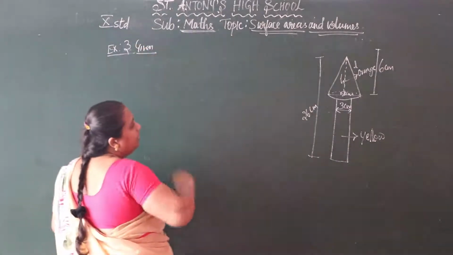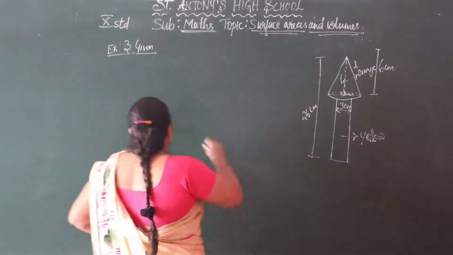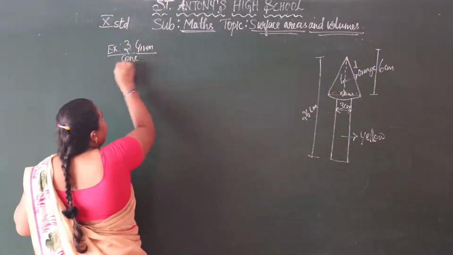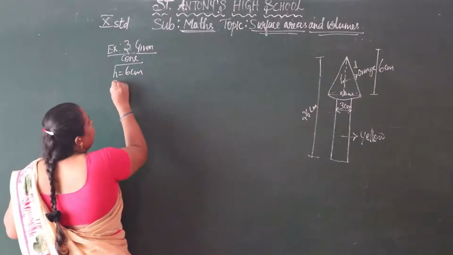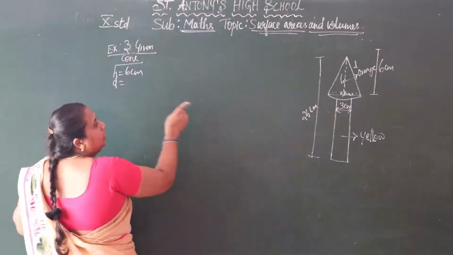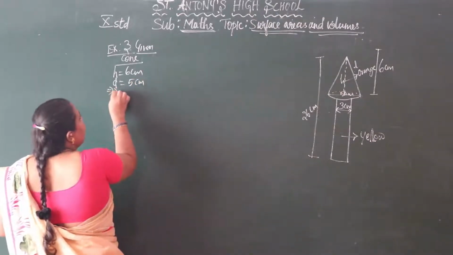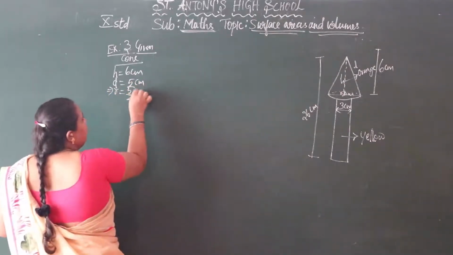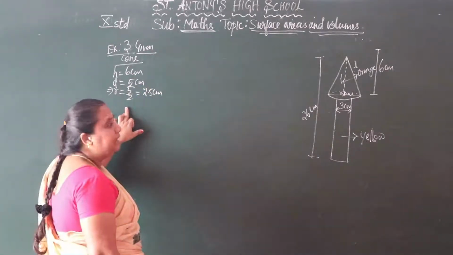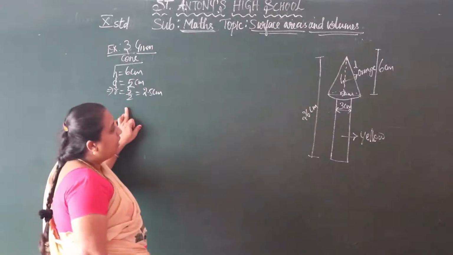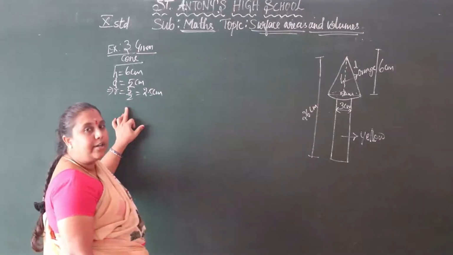Okay, so what is given? That is the height of the conical part, the cone. So for the cone, the height h is equal to 6 centimeter, and the diameter d is equal to 5 centimeter. From this we have to find r, which is equal to 5 by 2, that is equal to 2.5 centimeter. Then we have to find L to find the area of the conical part, that is we have to paint it with the orange color.